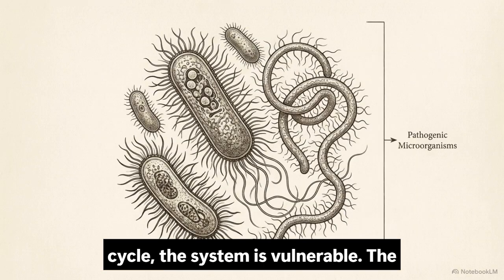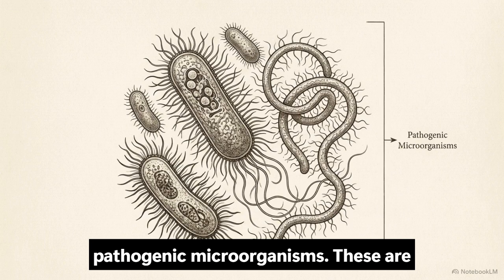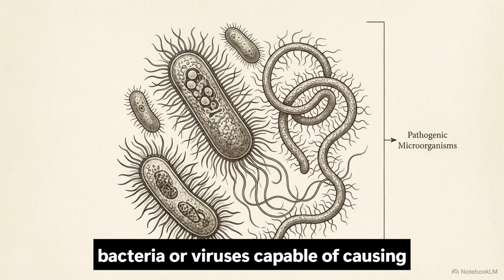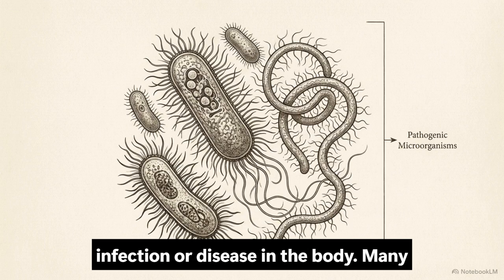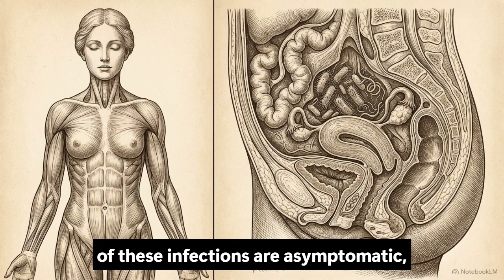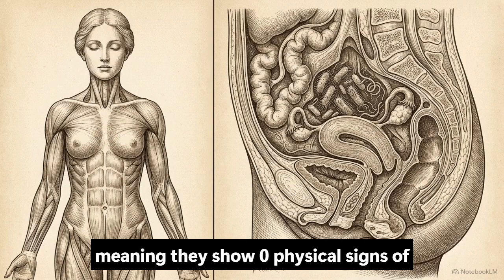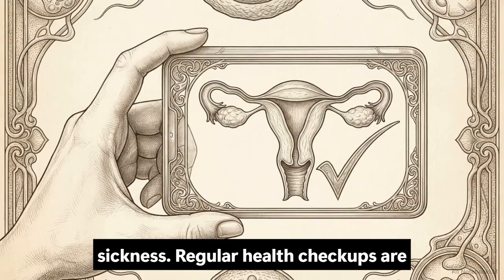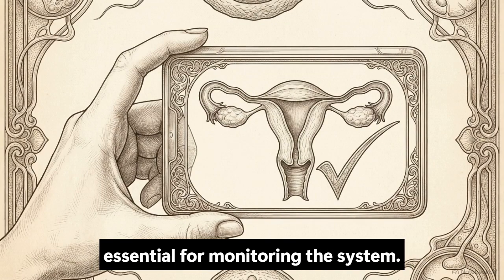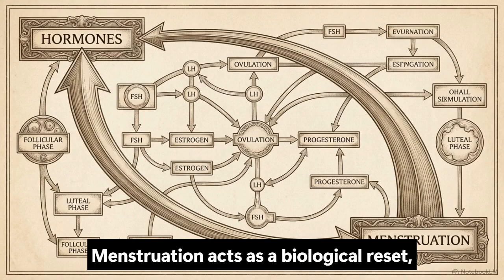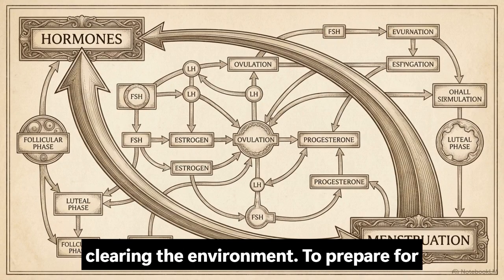Throughout this cycle, the system is vulnerable to pathogenic microorganisms. These are bacteria or viruses capable of causing infection or disease in the body. Many of these infections are asymptomatic, meaning they show zero physical signs of sickness. Regular health checkups are essential for monitoring the system. Menstruation acts as a biological reset, clearing the environment to prepare for a fresh cycle.